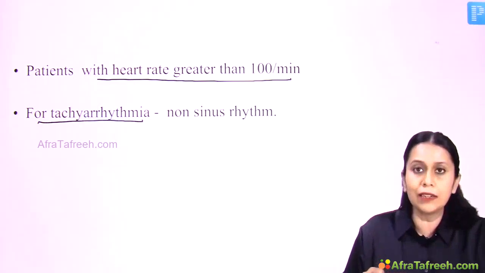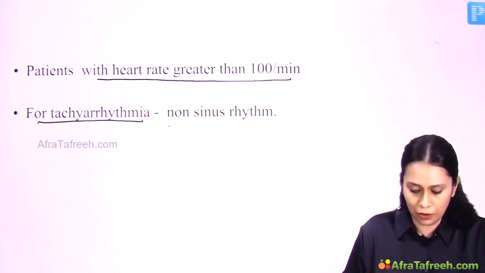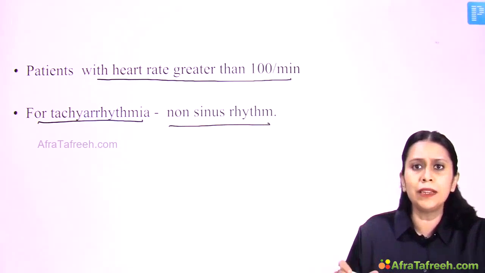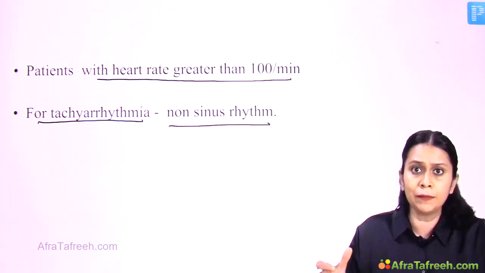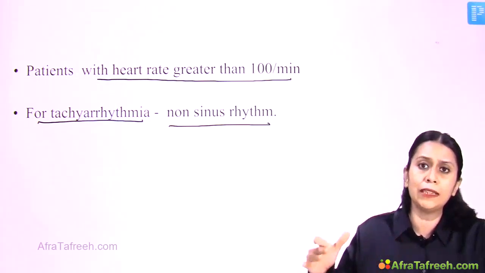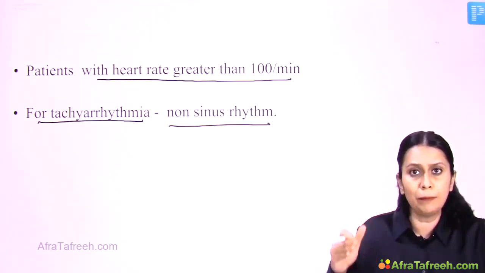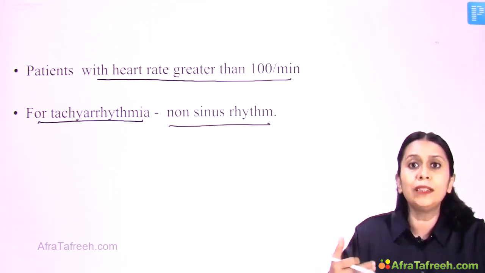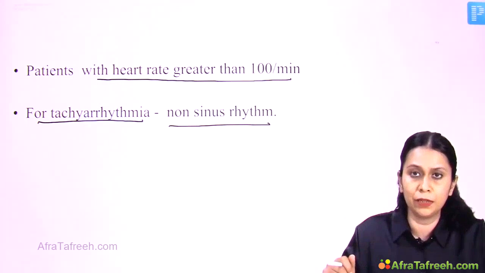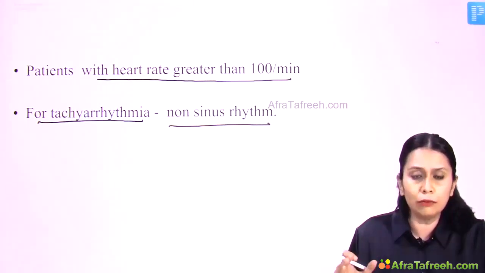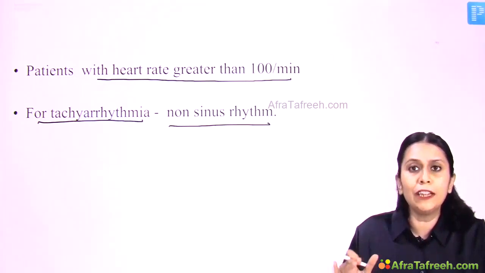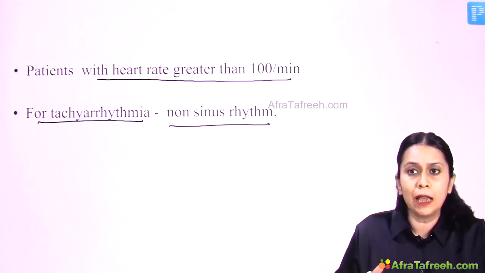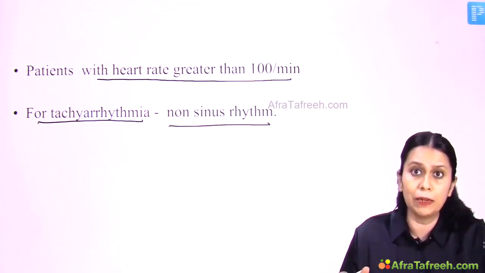So for tachyarrhythmia, the rhythm has to be non-sinus rhythm. And remember, there is a variety of different types of tachyarrhythmias, right? Management depends upon recognizing what kind of tachyarrhythmia is present in the patient, and accordingly we have to manage. So it is advisable to know, if the patient is having a high heart rate, what type of tachyarrhythmia it is, and definitely our management would depend upon that.